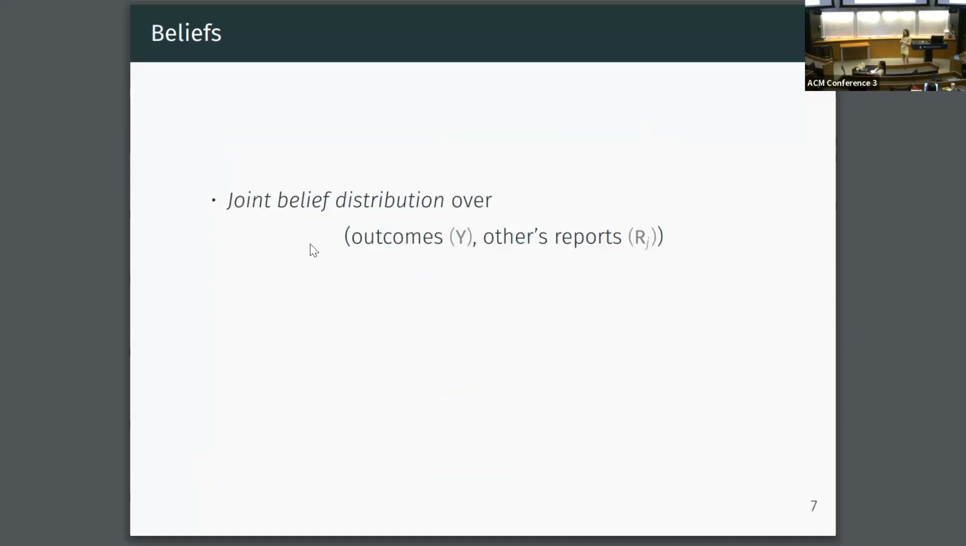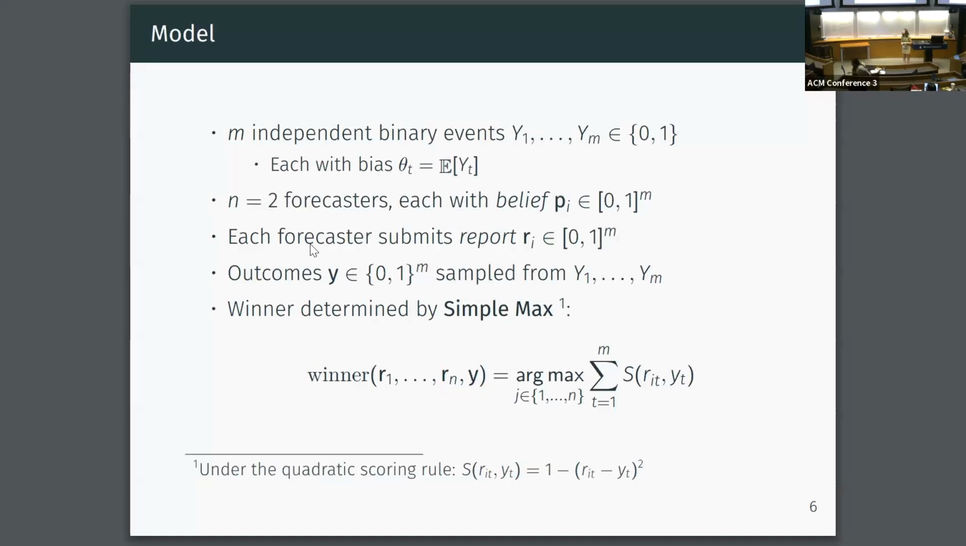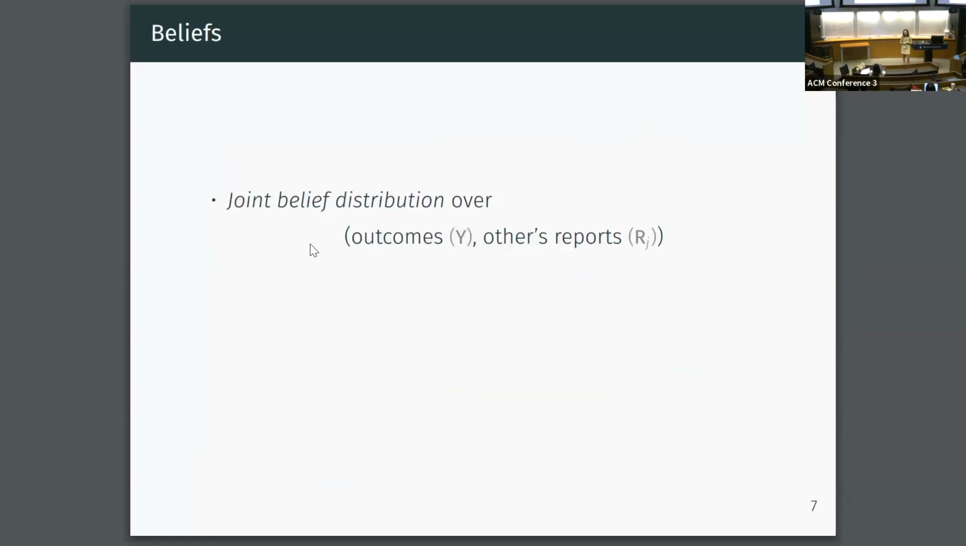Do the forecasters know the full vector of beliefs of the other forecasters? If I'm a forecaster, do I know the full vector of event probabilities? Right. So we're going to talk about the actual belief distribution in a minute. Great, thanks. So here it is.